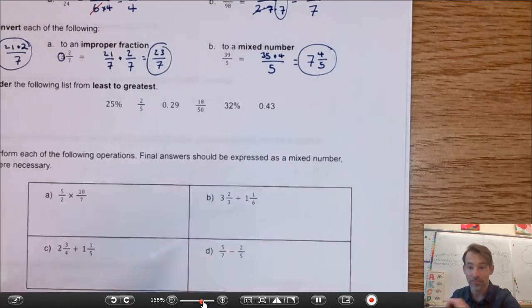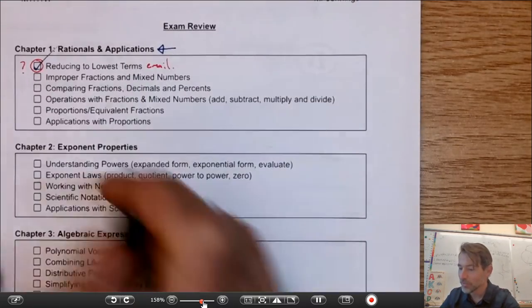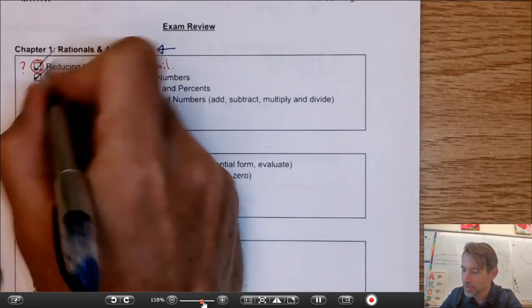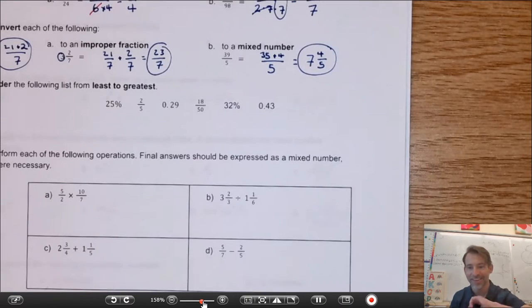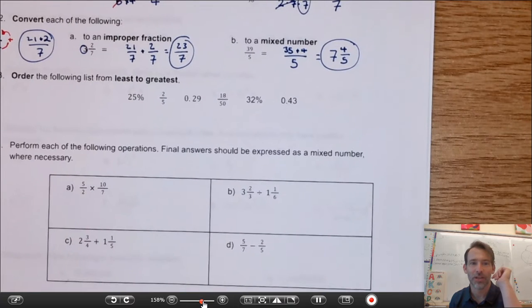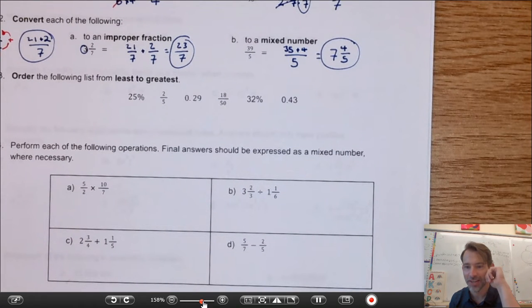All right, so we've gotten another skill. We've done improper fractions and mixed numbers. Hooray. Let's keep going. All right, order the following list from least to greatest.